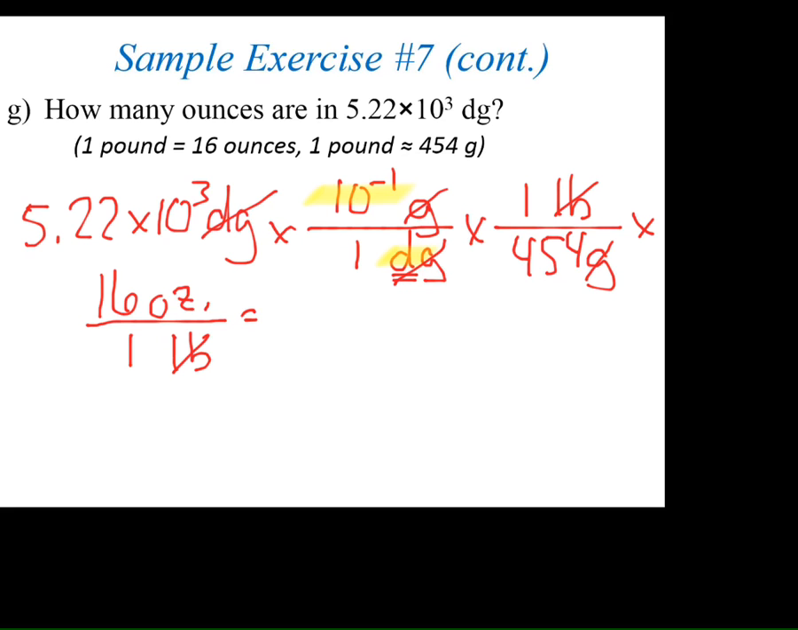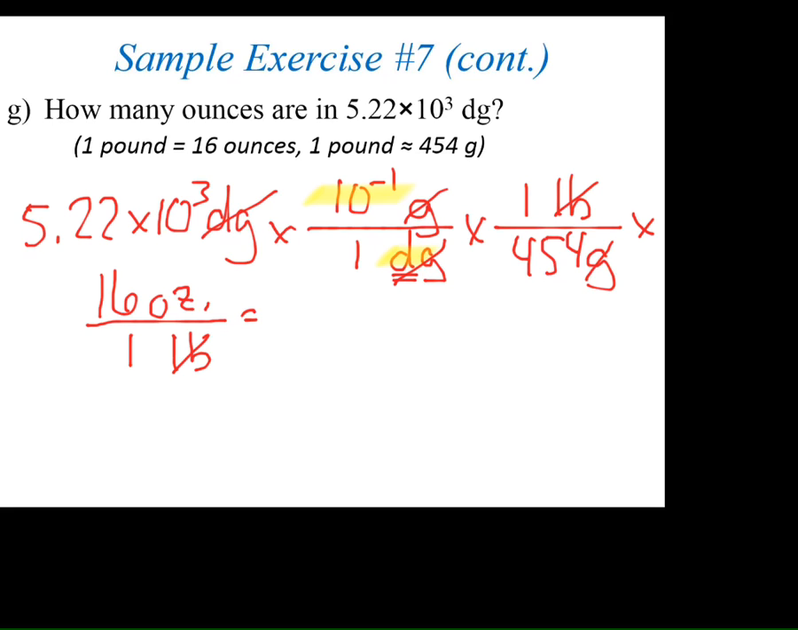When you're entering this into your calculator, whatever you see on the top, multiply by. Whatever you see on the bottom, just divide by. That's the easiest way. So I would take 5.22 exponent key 3 times exponent key negative 1. Oh, that's on the bottom. Divided by 454. That's on top, so times 16. Are you with me? Everything on top you multiply by. Everything on bottom you're dividing by.